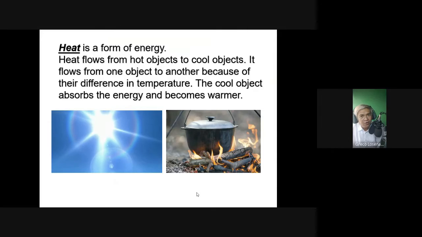Heat is a form of energy. Heat flows from hot objects to cool objects. It flows from one object to another because of their difference in temperature. The cool object absorbs energy and becomes warmer. So as you can see in the picture, we have some sources of heat. We have fire and sunlight, or the sun, which is considered to be the major source of heat energy.